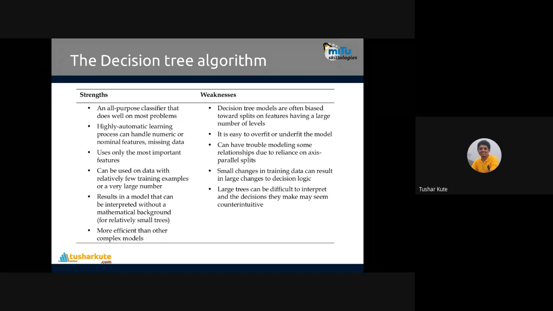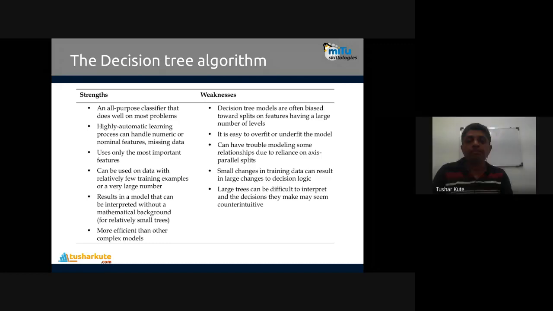Then the second one: it is easy to underfit and overfit the model. Underfitting and overfitting, both concepts we have seen already. Underfitting is when we don't have accuracy for training data and also not for testing data. That is underfitting. It may be possible, but underfitting does not regularly happen in the decision tree. We have the overfitting problem very commonly present in decision trees. Like yesterday, we talked about the same.